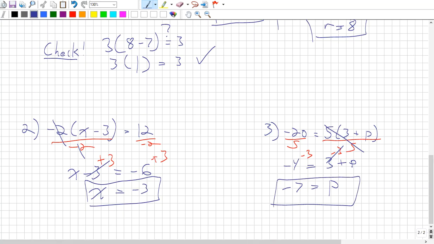And of course, you can go back and plug these values back into the original question to check to see if they're correct. Hopefully that makes sense for this lesson here. Just a matter of either dividing by that value in front or multiplying it out, and you can always check your answers as well.